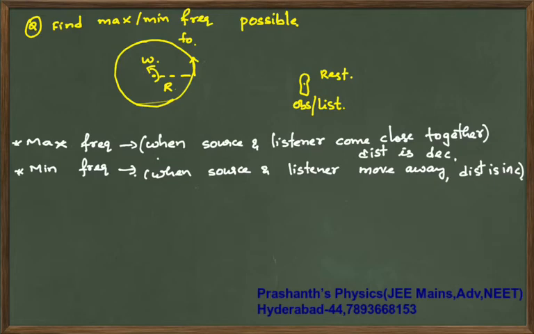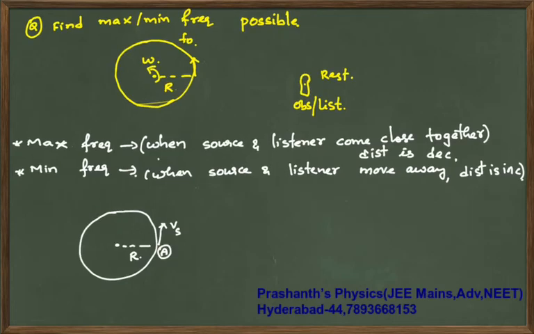Now here, if you take this body, and if this radius is r, and if this is some position A, position B, position C, and position D, observe carefully. In all these cases your velocity of source is the same, which is equal to r omega. Here also your velocity of source is equal to r omega.